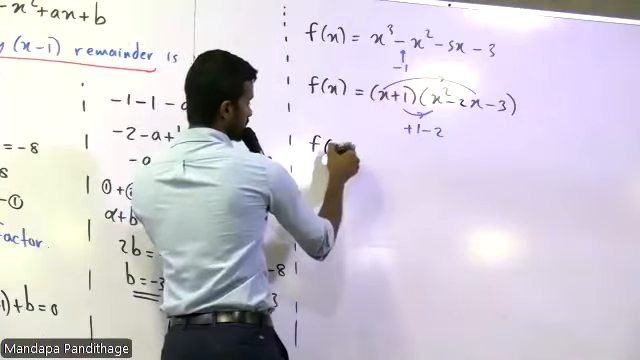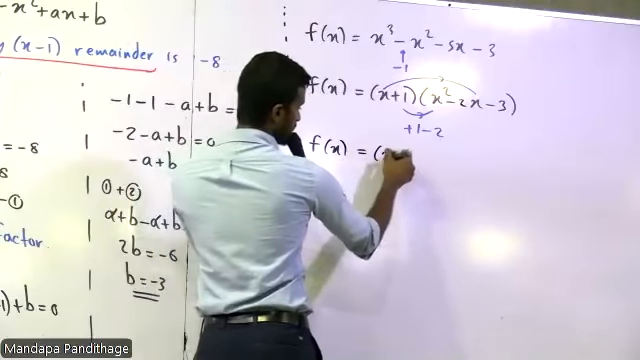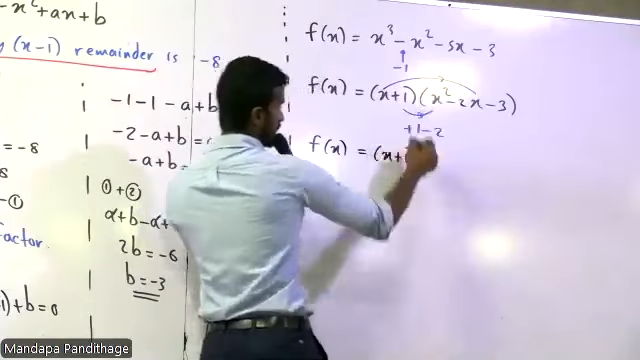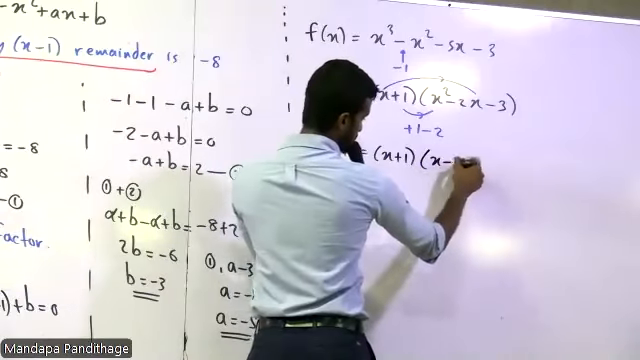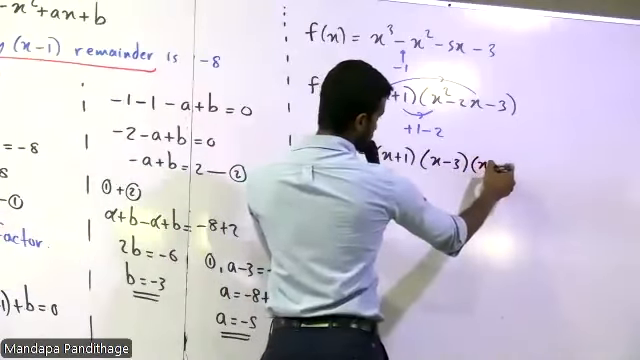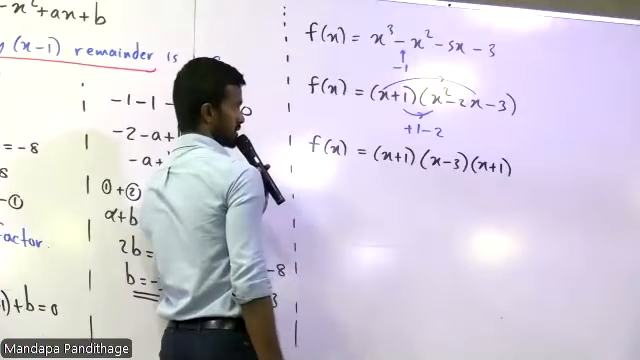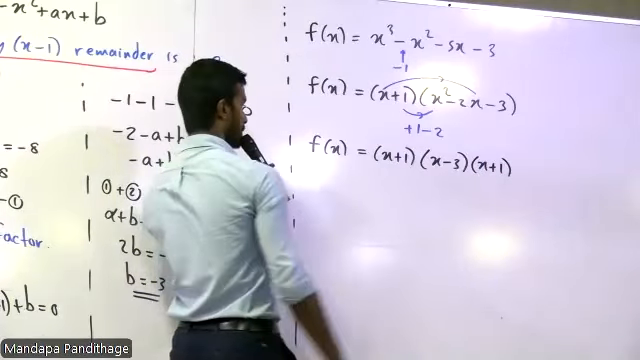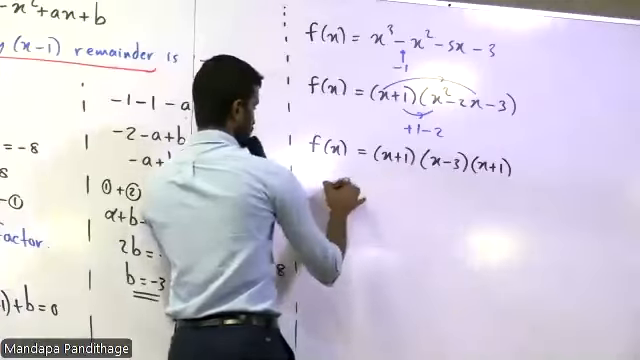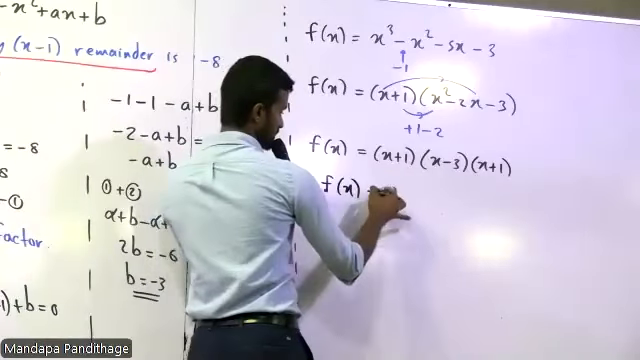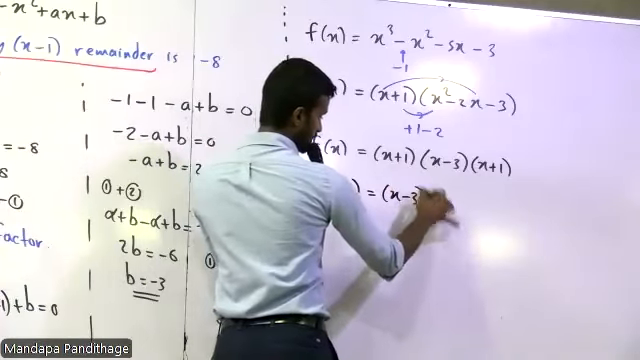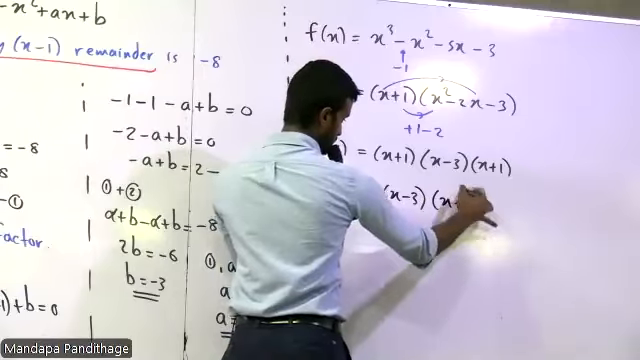If you can furthermore factorize this, you can do it: x minus 3 and x plus 1. Then you have two x plus 1s. So you can write the factorization. It's x minus 3 into x plus 1 squared.